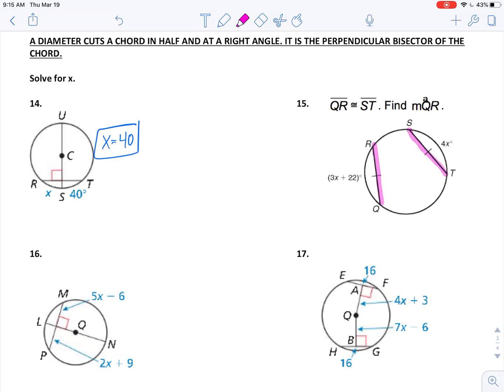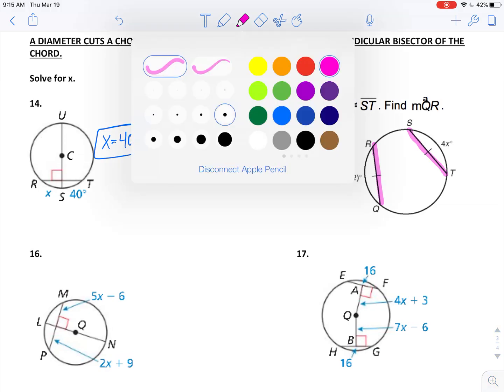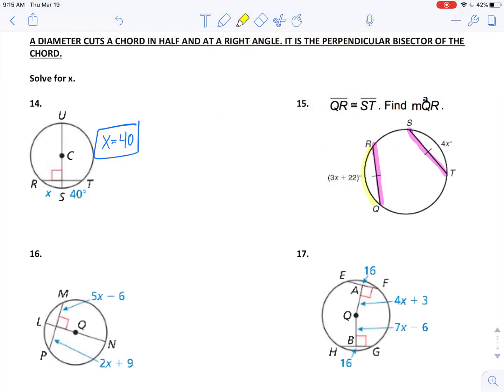Or here I've got congruent chords. So if the chords are congruent, then what do I know about these two arcs they intercept? Well, if the chords are the same, then so must these arcs be the same. So 4x equals 3x plus 22. Or x is 22.